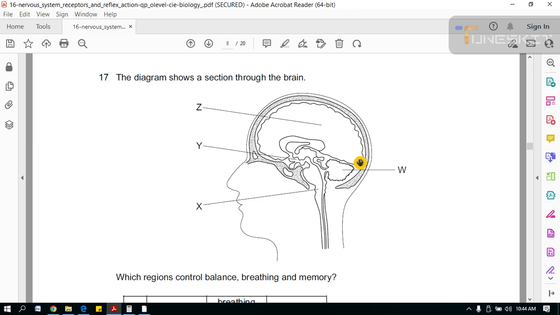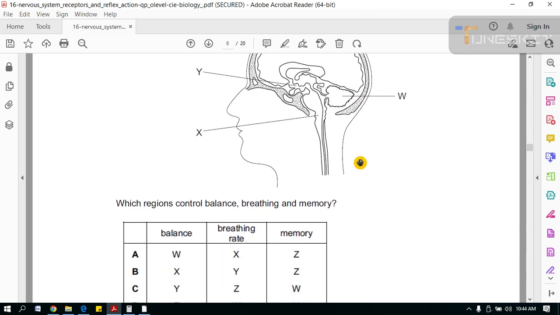Now, the diagram shows a section through the brain, with X, Y, Z and W. First, you should name all these structures. What is that? It is the cerebrum. What is Y? It is the hypothalamus. What is X? It is the medulla oblongata. And what is W? That is the cerebellum. So, cerebrum, hypothalamus, medulla oblongata and cerebellum. These are the four parts.